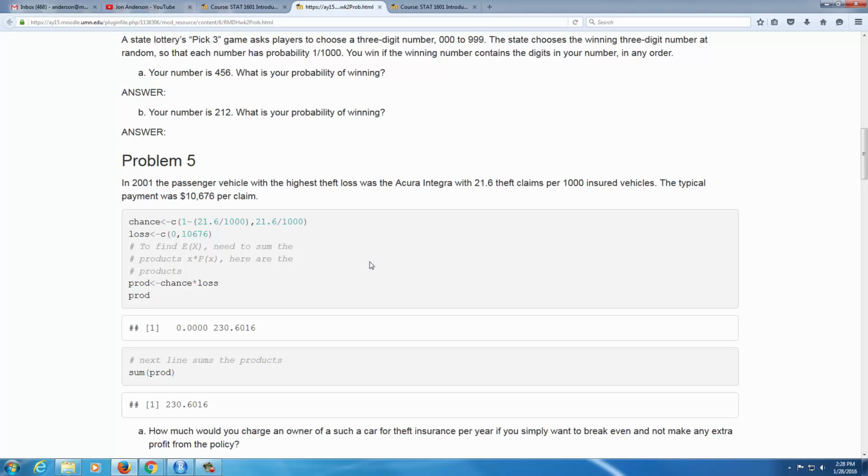In problem 5, you are told about a theft insurance system where this particular vehicle has 21.6 theft claims for every 1,000 that are insured. That's a probability of 21.6 divided by 1,000 for the probability of a claim. The probability of no claim on a vehicle would be 1 minus that. And so I've created a chance list right here which has the probability of no theft claim in the first position and then the probability of a theft claim in the second position.